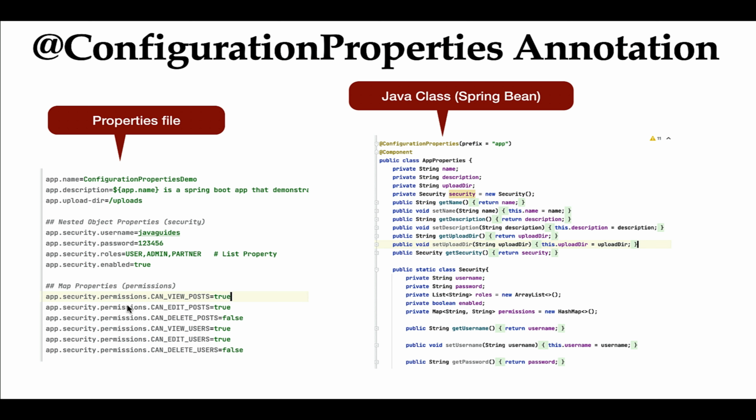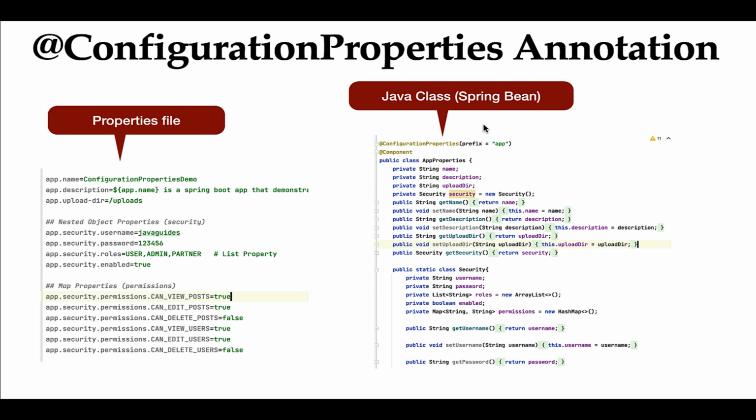Next, we can bind the properties to a map. For example, here are the properties, and in order to bind these properties we can create a map with the name permissions, and after permissions you can see can-view-post equal to true. So these are key-value pairs, and these key-value pairs will be stored in this map. Okay, so this is how we can use the @ConfigurationProperties annotation to bind the properties directly to the Java class fields.